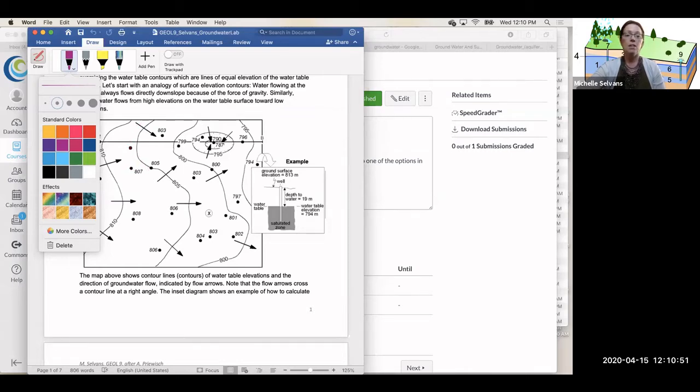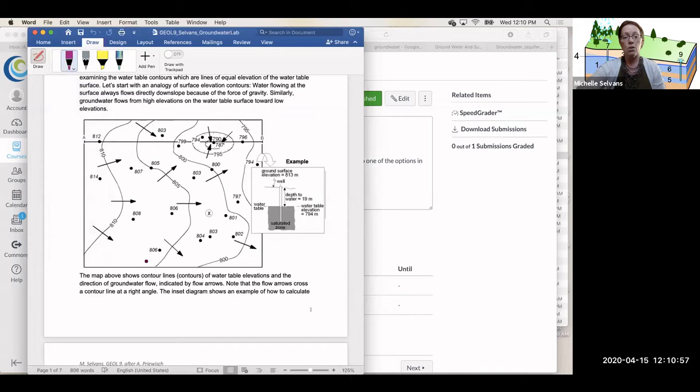And then in this area, I don't have any specific data, but I know I need to stay between the 2 contour lines that are already there. So this is how I might choose to draw my 806 contour line. Here I'm going to go between the data points that are available, and then I'm staying between the contour lines. So that's how you might draw an additional contour line onto here.